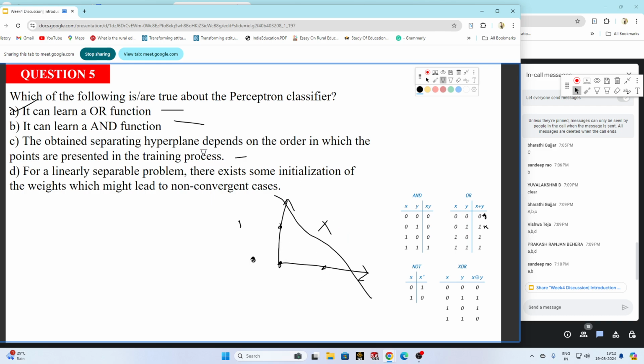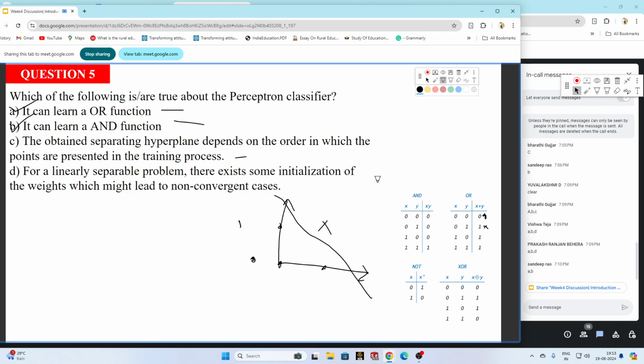Okay, so that is why we can easily separate our two types of classes. That is why, again, a perceptron can learn the AND function. Now, the obtained separating hyperplane depends on the order in which the points are presented in the training space. Yes, it depends on the order, because your perceptron learning algorithm always depends on your input.